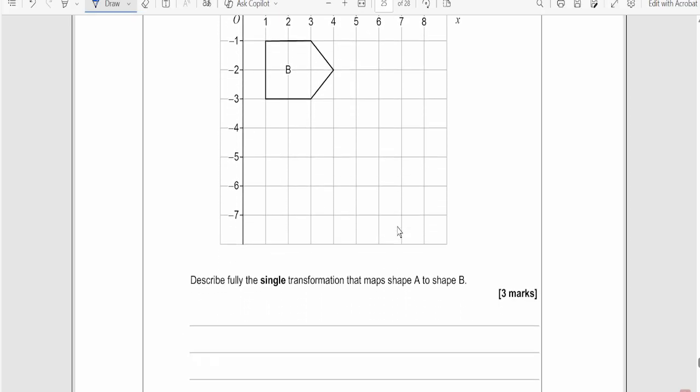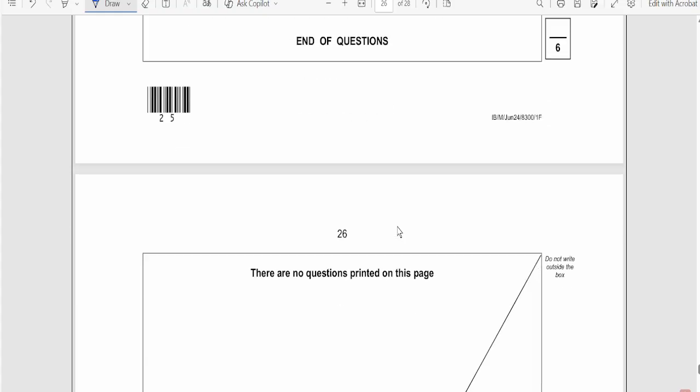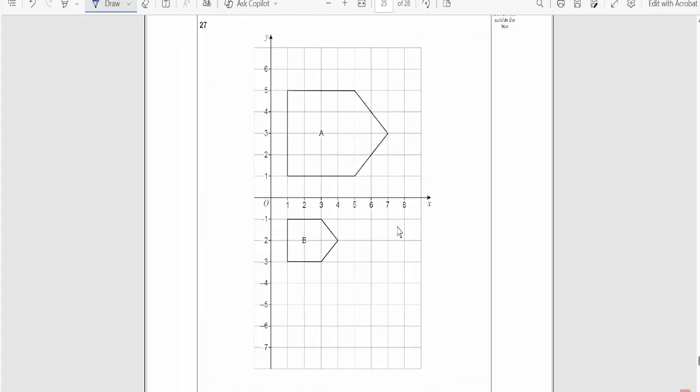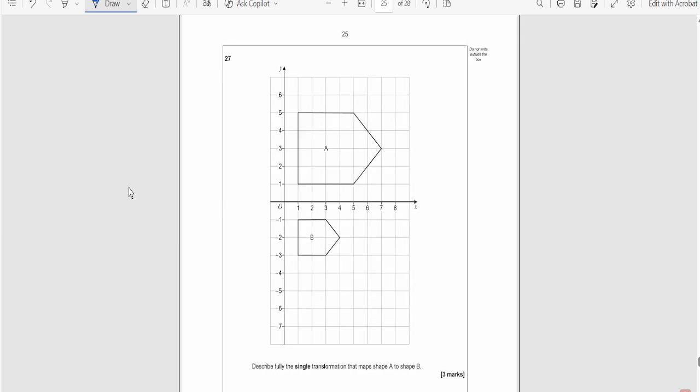Describe fully the single transformation that maps shape A to B. Like there are two shapes, right? And one is bigger as compared to the other. So it is asking to describe fully the single transformation that maps shape A to B.